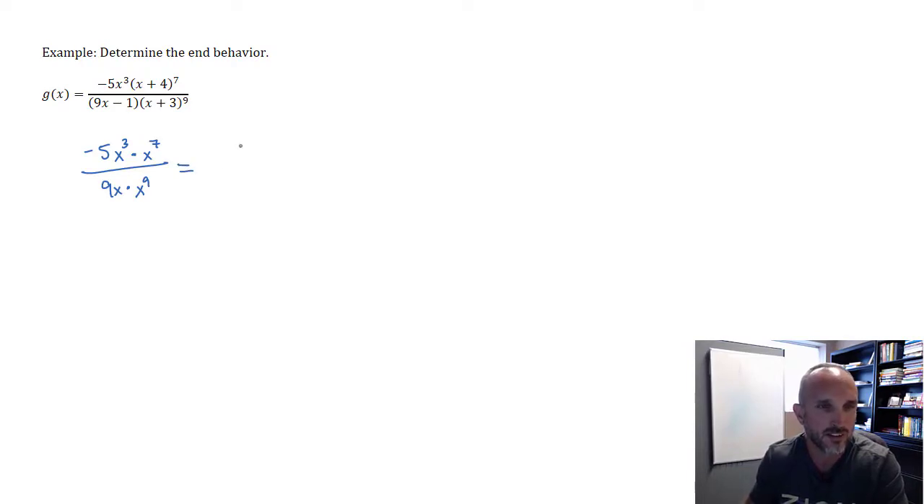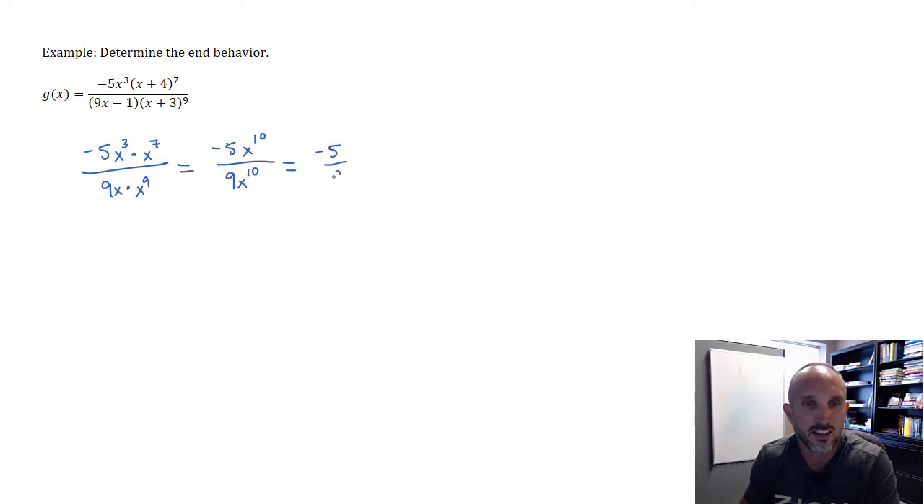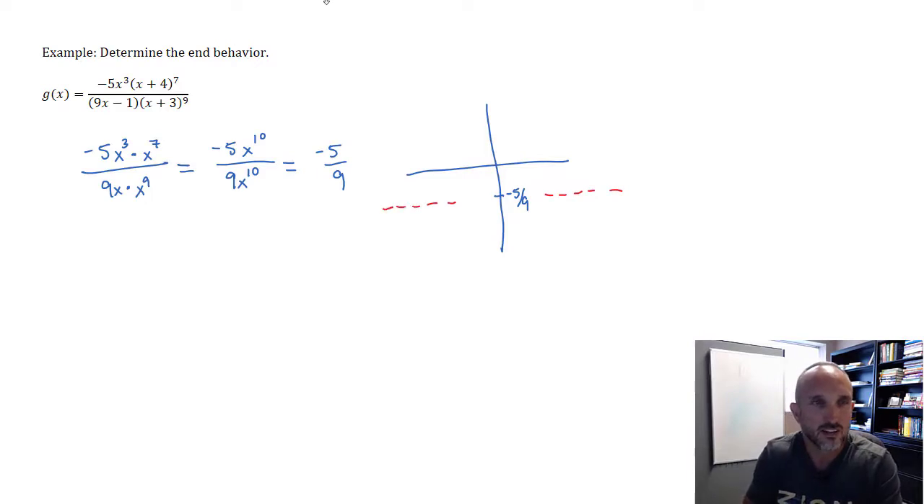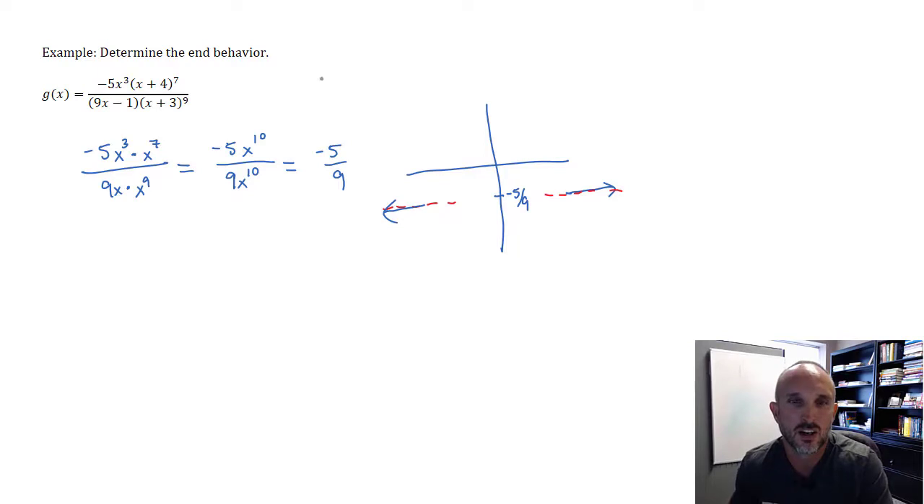So now I'm going to simplify this. On the top, I get negative 5x to the 10th power as my leading term, and on the bottom, I get 9x to the 10th power as my leading term. In this case, the x to the 10ths cancel out completely, leaving behind the constant of negative 5/9. And so what I end up with is negative 5/9 on the y-axis, gives me a horizontal asymptote there. And my end behavior is approaching that line. I don't care if it's above or below necessarily, but it's getting infinitely close to that horizontal asymptote of y equals negative 5/9. That's our horizontal asymptote.